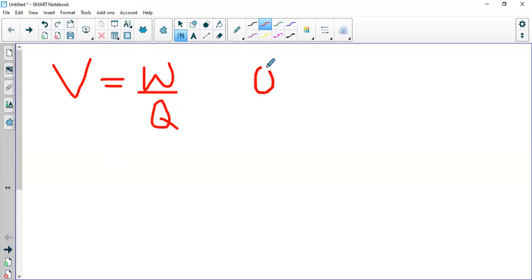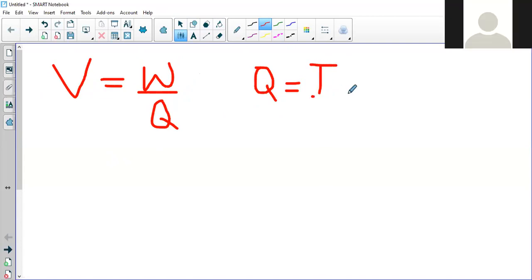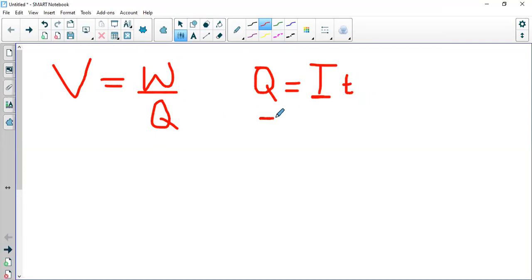Current, they normally give it to you like this: Q is equal to IT, current times time. So if I make current the subject, I'm going to divide both sides by T. Therefore, my current is equal to Q over T, which is amount of charge per unit time. That's where we're getting that definition there. Right, moving on.